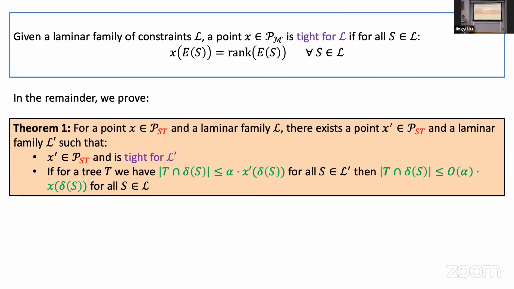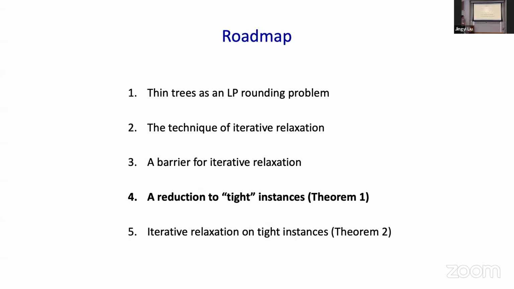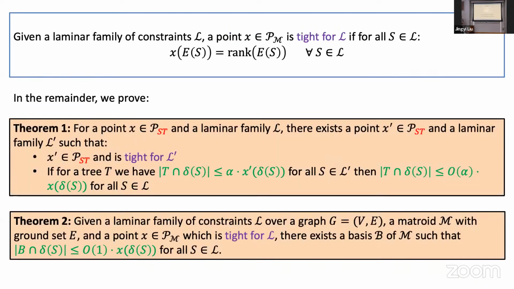And this theorem is not true for general matroids. And then we're going to prove that you can do iterative relaxation on sets of points that are tight for L. And this will work for any matroid. So this is the framework that we're working with. And I'll start with this reduction to tight instances first. So I'm going to prove this one first.